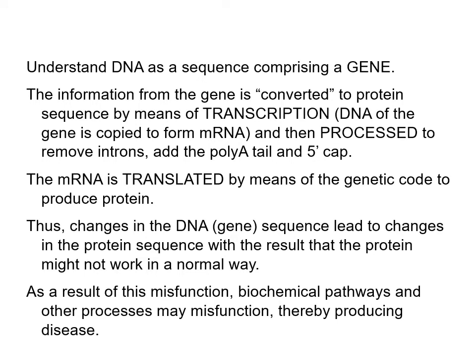Okay, so reiterating really, the information within the DNA sequence is in some sense converted to a protein sequence eventually by transcription to produce the RNA, right? The RNA is produced by the process of transcription, processing, polyadenylation, capping, and then translation. Okay, so the idea is that any change in the DNA sequence can lead to changes in the protein sequence as a result of mistakes in almost any one of these processes. And as a result of this kind of misfunction, biochemical pathways and other processes will go wrong, and that can produce disease.